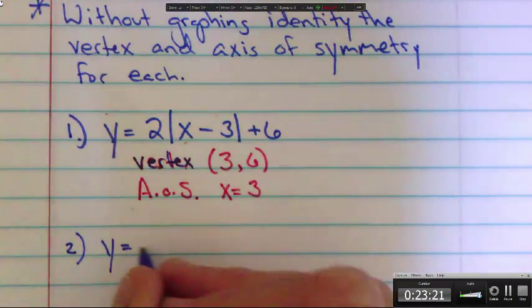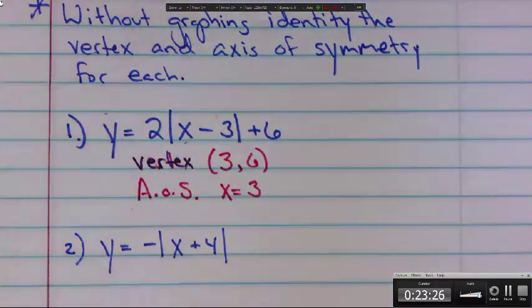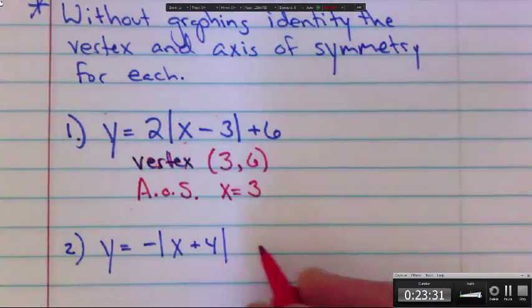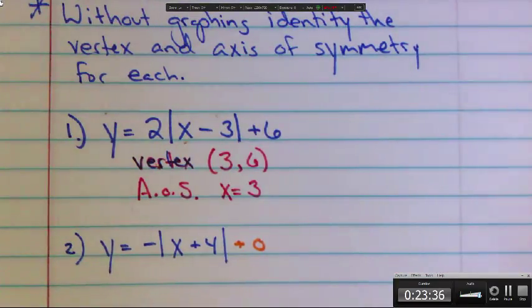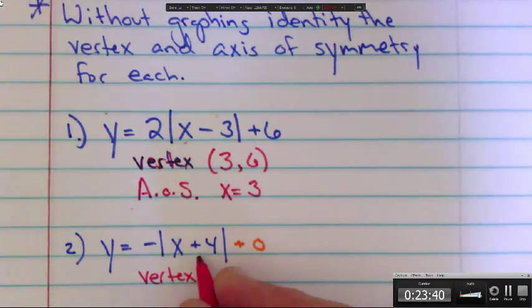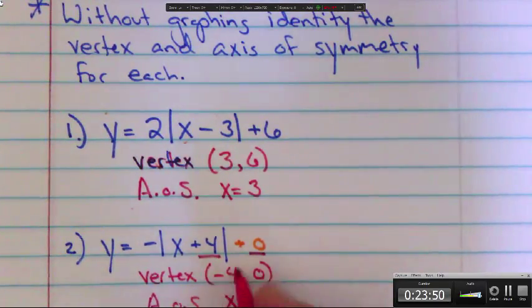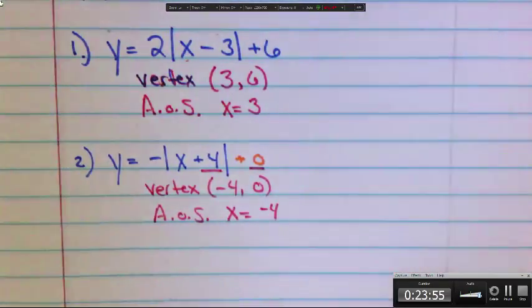Let's say we have y equals negative absolute value of x plus 4. Well, the question might arise, wait a minute, we don't have anything over here. If there's nothing over there, we can add something. We can still put a plus 0. So then it still makes getting the vertex possible. The vertex is you change this, keep that. So the vertex is at negative 4, 0. And the axis of symmetry is the vertical line x equals whatever the x value is of our vertex. So x equals negative 4.